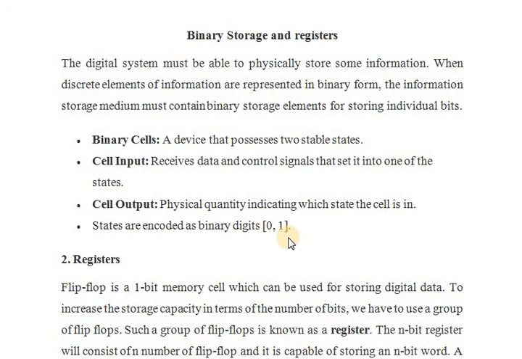Now we will see what is a register. I will say some general things about registers. A register is a group of binary cells. Then what is a binary cell? A binary cell is a device which possesses two states and has the capability of storing one bit of information. So what is a register? A register is a group of binary cells.